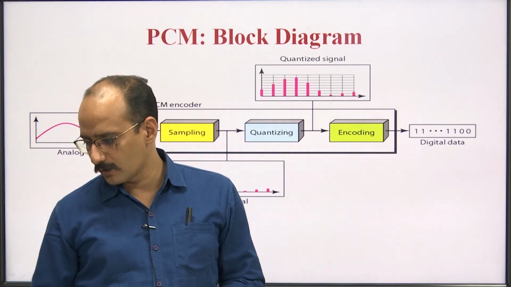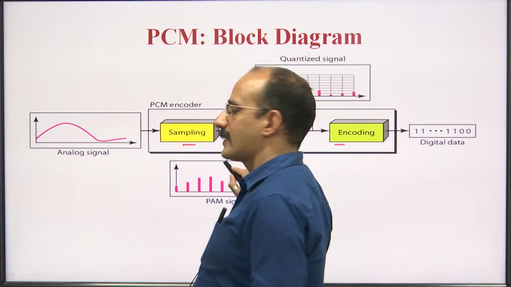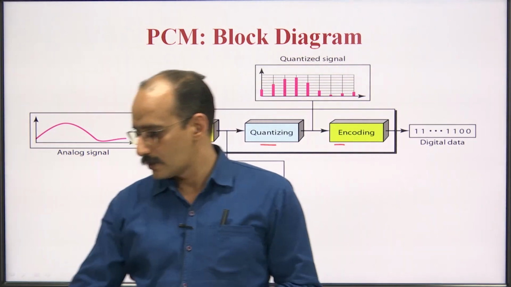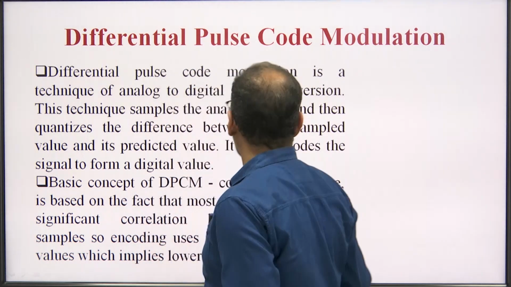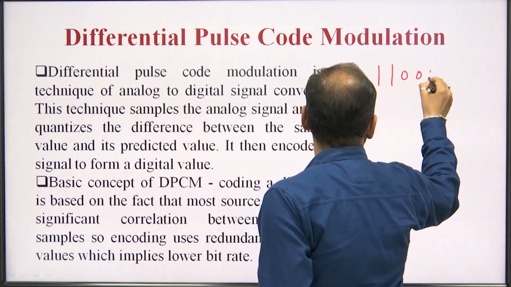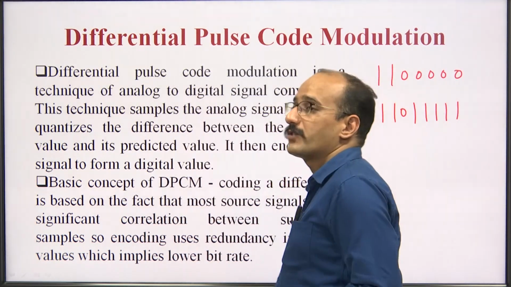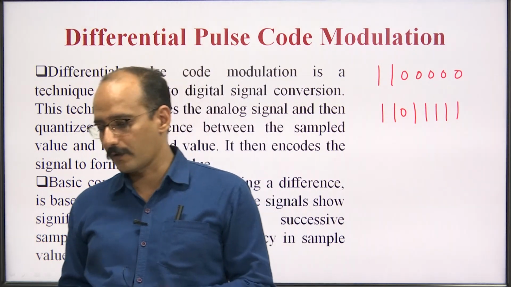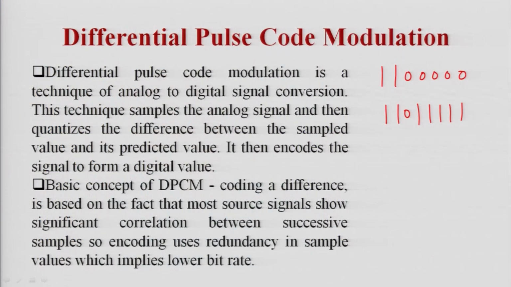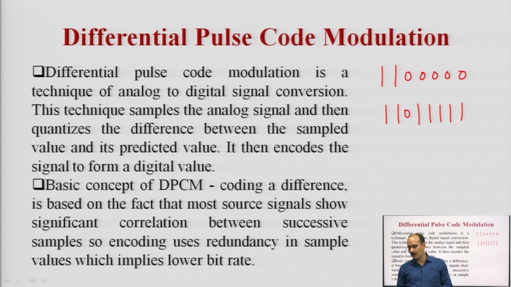I already told you about pulse code modulation, and this is the diagram of that. These are the basic steps used in the same technique. In differential pulse code modulation, the problem is that we have a long stream of ones or zeros, which creates confusion in the form of redundant information. To understand it easily: differential pulse code modulation is a technique of analog to digital signal conversion. It samples the analog signal, then quantizes the difference between the sampled value and the predicted value, and then encodes the signal to form a digital value. This is the main concept behind DPCM.